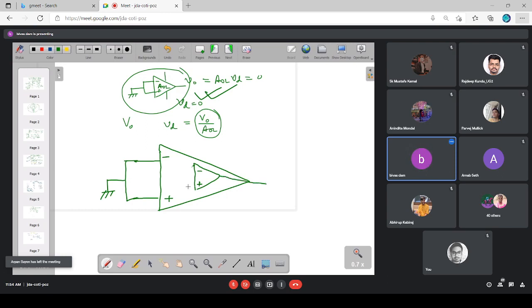and one DC voltage source. This DC voltage source is called the input offset voltage VIO. Now, what is the value of this VIO? This is the VIO. It is V0 by AOL. This is your AOL.